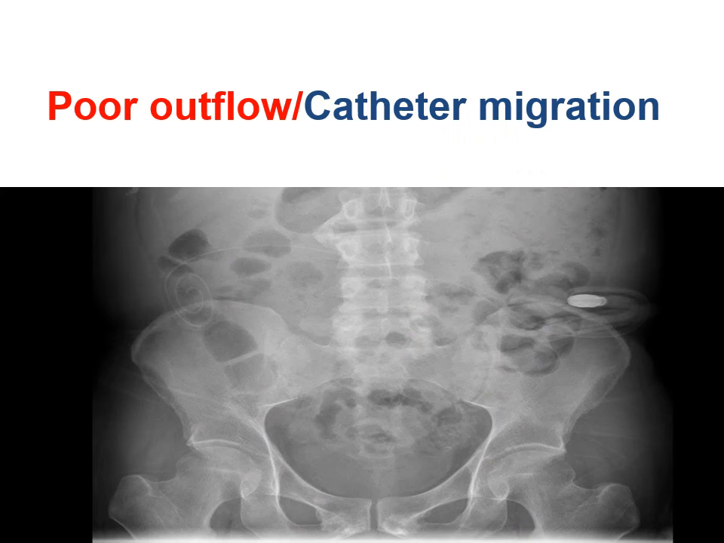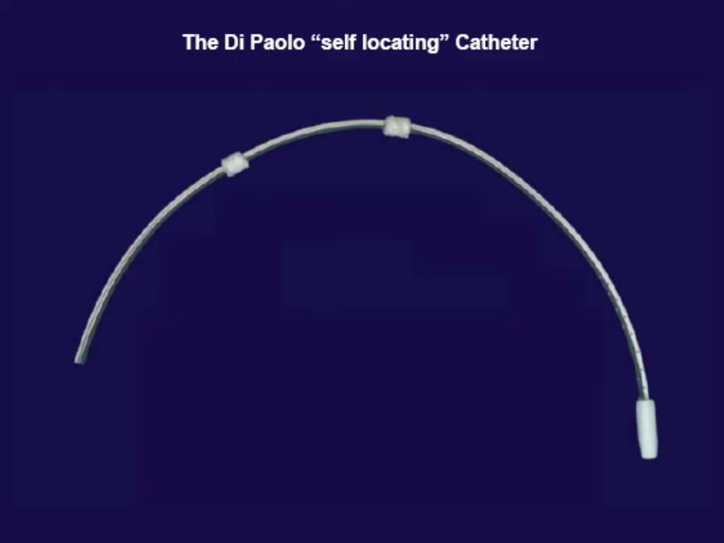What if we have poor outflow? The outflow of the catheter takes too long, and we found this is because of actual catheter migration. As we mentioned earlier, it should be in the Douglas pouch, down here. But as we can see, it was shifted up in the hypochondrium. Then we can use this De Paulo self-locating catheter that has a weight to keep it down.